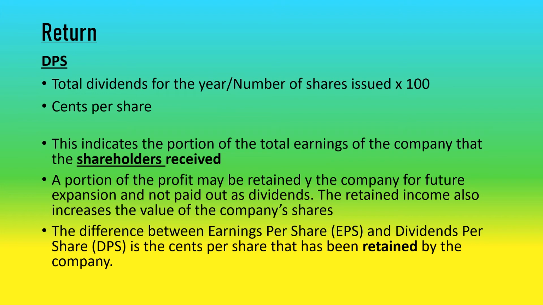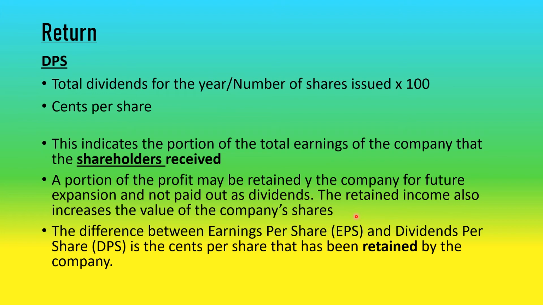Dividend per share is your total dividend for the year, which includes your interim dividend and your final dividend, divided by the number of shares that you've issued, multiplied by 100 to give you cents per share. The 100 ensures that you're converting from rand, because 1 rand equals 100 cents, and that's why you've got cents per share. This indicates the portion of the total earnings of the company that the shareholder receives.